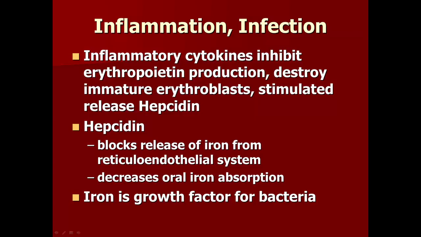So because those inflammatory cytokines are stimulating the hepcidin, and the hepcidin is out there, you're not able to release the iron from the reticuloendothelial system. Therefore, iron isn't available to make the hemoglobin. If you're not able to make enough hemoglobin or healthy hemoglobin, then that would result in an anemia. The second thing that hepcidin does is it actually decreases the absorption of iron that is taken in through the GI tract.